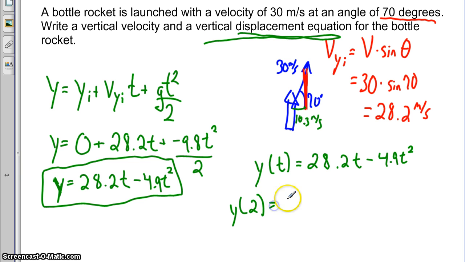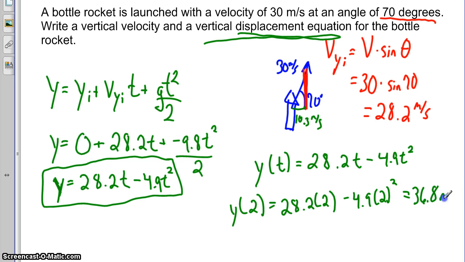And if I did that, I get 28.2 times 2 minus 4.9 times 2 squared. Make sure you're only squaring the 2, and you square it before you multiply. You've got to do your order of operations there. So 28.2 times 2 minus 4.9 times 2 squared, and I got 36.8 meters. So that would be the height after 2 seconds.